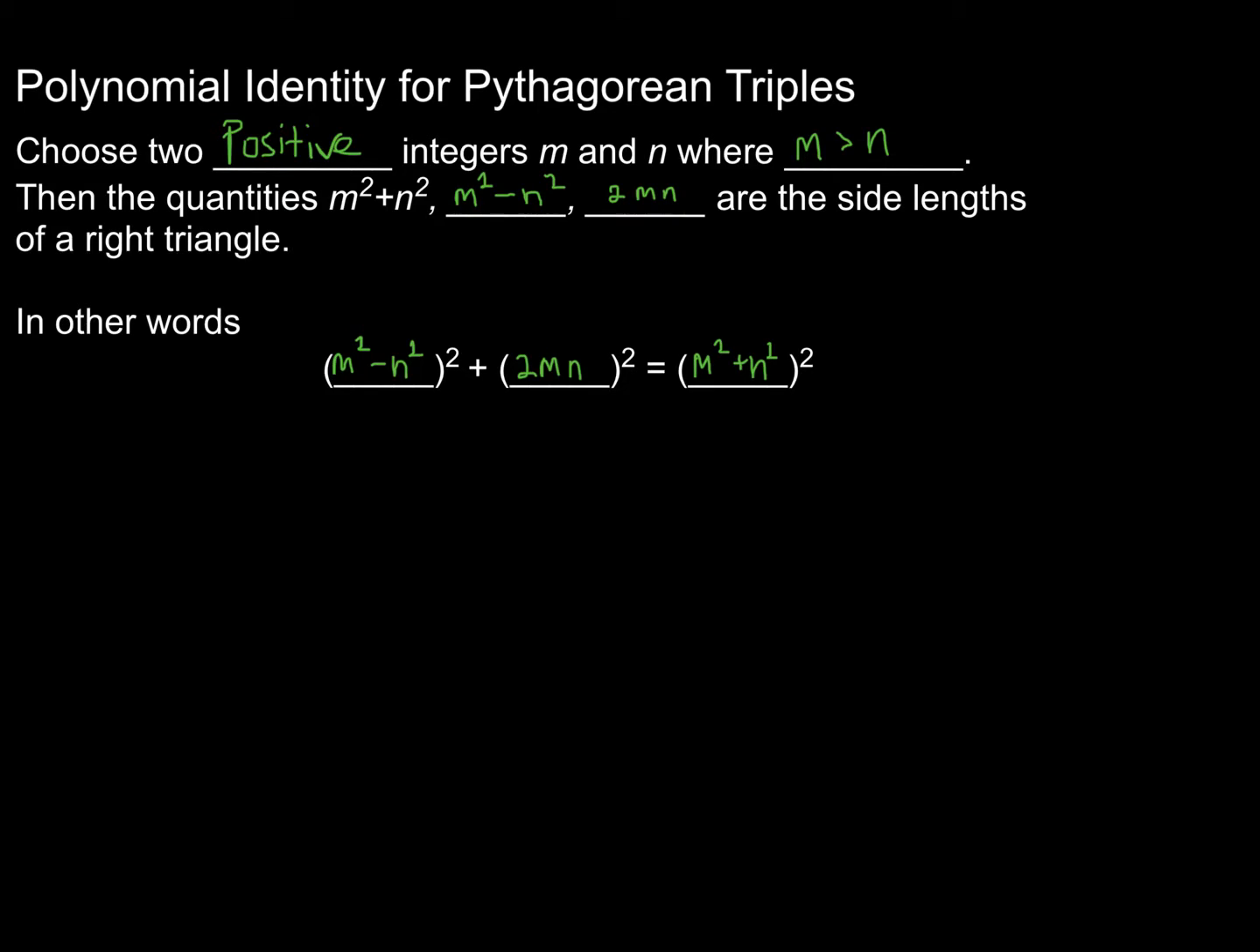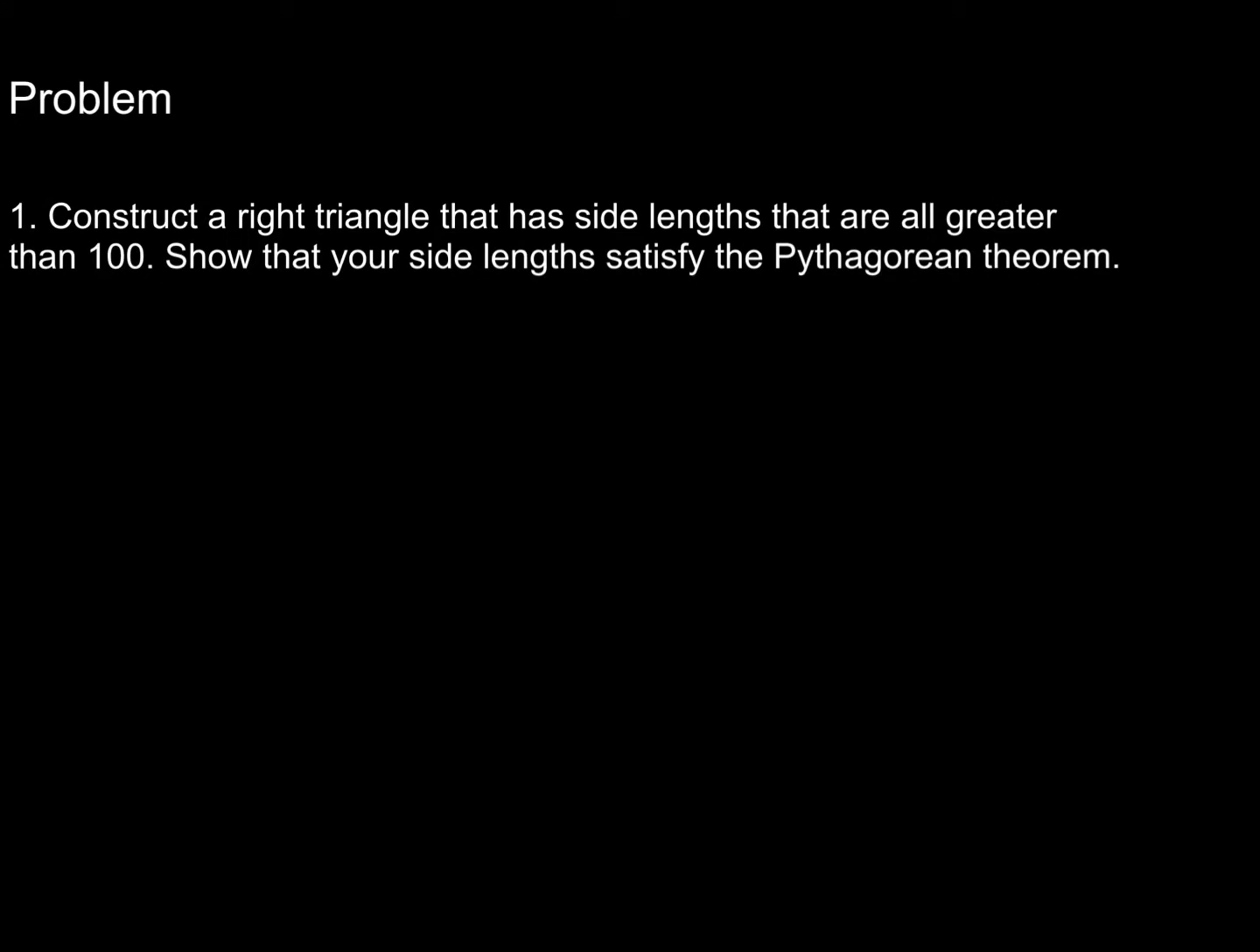So let's go ahead and take advantage of it to create a right triangle that meets a certain constraint. So here we want to construct a right triangle that has side lengths that are all greater than 100, and you want to show that your side lengths satisfy the Pythagorean theorem. In other words, just verify that your choices do in fact create the side lengths of a right triangle. So give this one a try on your own, and then we'll take a look at my solution.